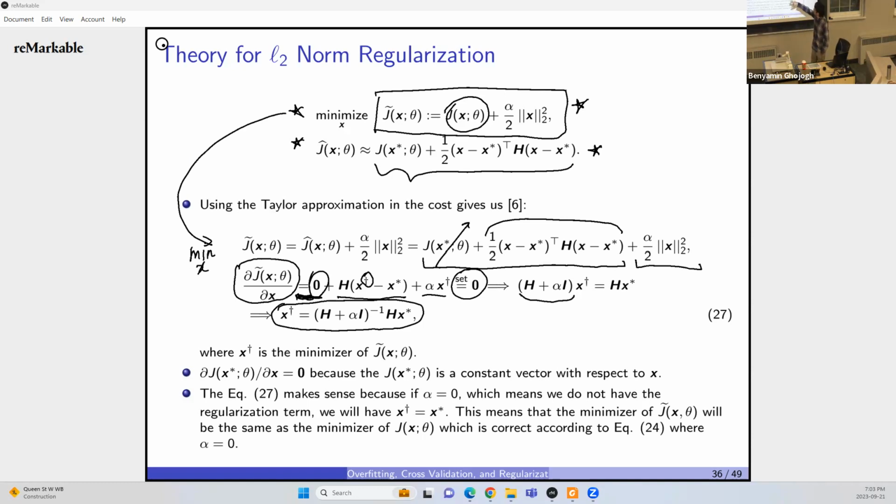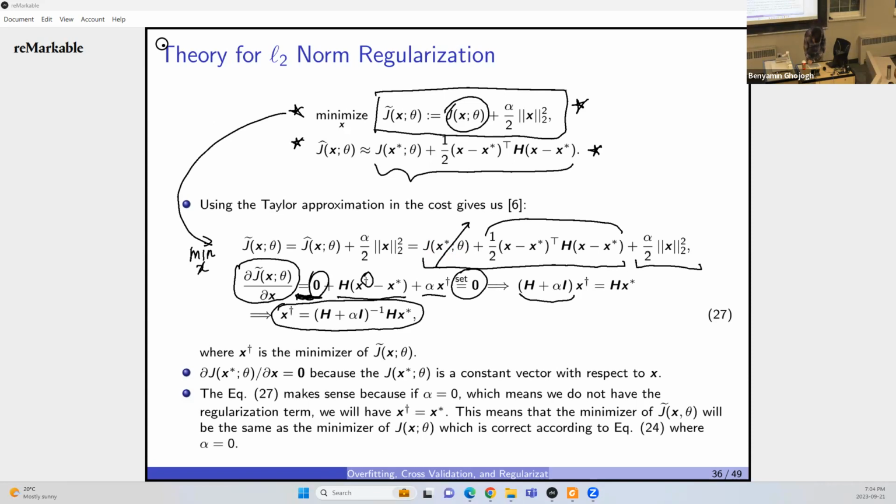So let's take derivative of J tilde with respect to the optimization variable, which is X, and set it to 0. If we take derivative, what happens? What is this? This is J at X star. So it's a constant because we have fed X star as input to the function. It gives us some scalar value, right? It's not a function anymore. It's just a value. Derivative of a constant with respect to X is 0.